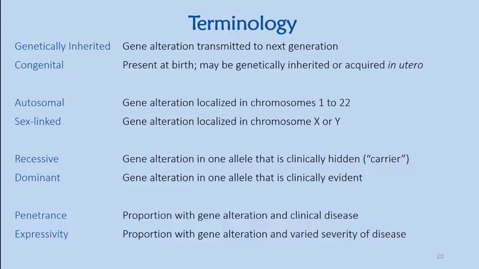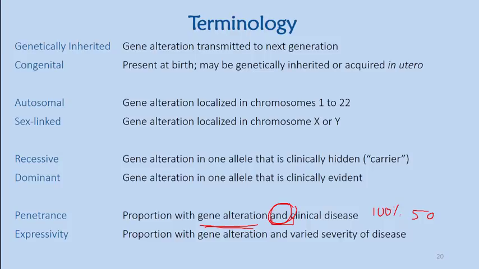Penetrance is the proportion of people that have the gene alteration and the clinical disease. So for example, if you have 100 people that have a specific gene alteration, and all of them, so 100% of them, actually show the disease, then we would call this 100% penetrance. If you have 100 people that have the gene alteration, but only 50% of them show the disease, then you would call this 50% penetrance.